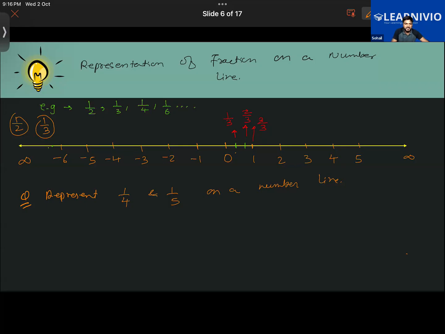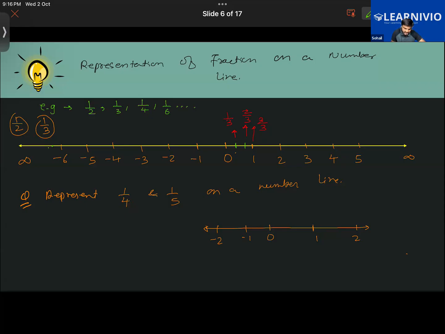So you're required to represent 1/4. See, you have taken this number line: 0, 1, 2, -1, -2, like this. How many divisions should I make between 0 and 1 if I have to represent 1/4? Why should I make two divisions? What is the denominator here, Habib? Two. Oh, 4. Denominator is 4 now.